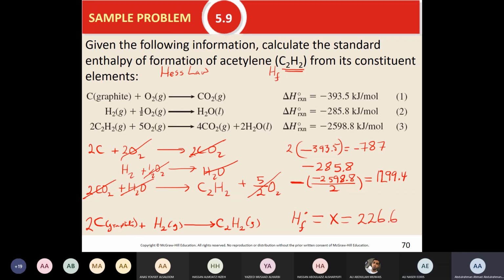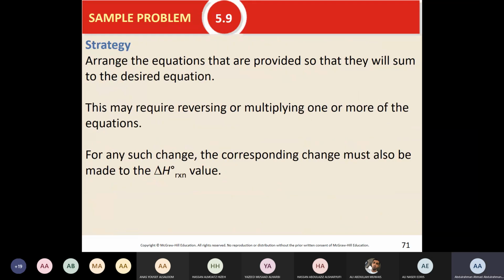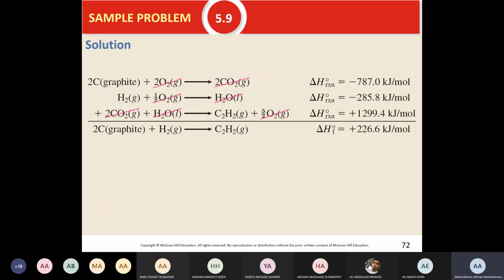226.6. I want more than one student to tell me. Yes, it's the same. What's the unit? Kilojoule per mole. Is this clear? Any question? I hope so. Very good. And it is 226.6, which is excellent.